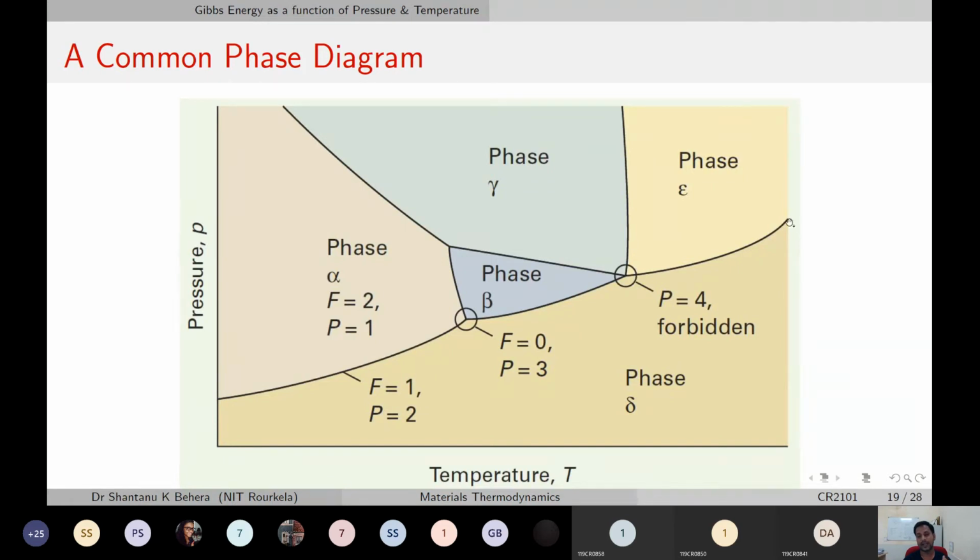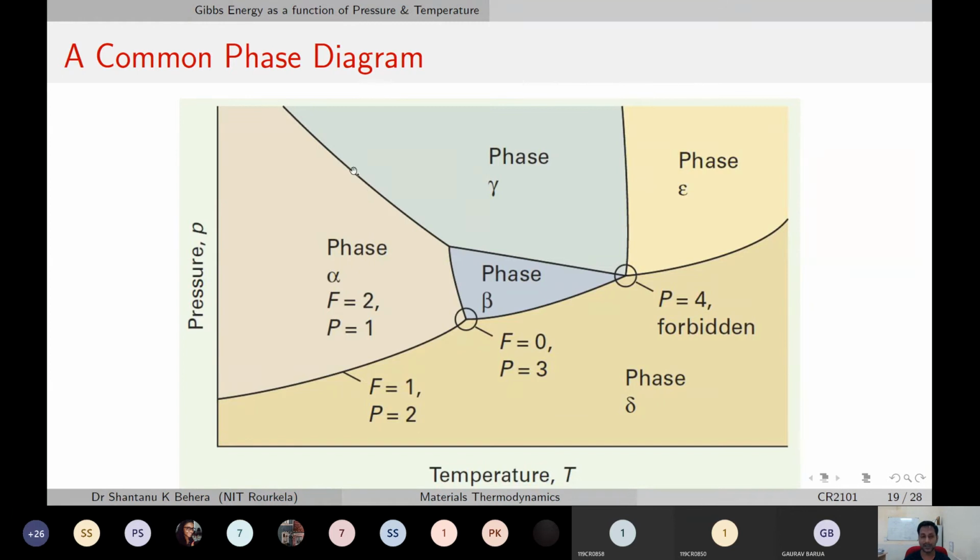So the idea is like this, you can have a two-phase equilibrium here. You can have a two-phase equilibrium here. Here this equilibrium is between the epsilon phase and the delta phase. This one is the equilibrium between the beta phase and the delta phase. This line is the equilibrium line between the beta phase and the alpha phase. The whole idea is that when you're talking about a line, the number of phases that it connects would be that many phases in equilibrium.